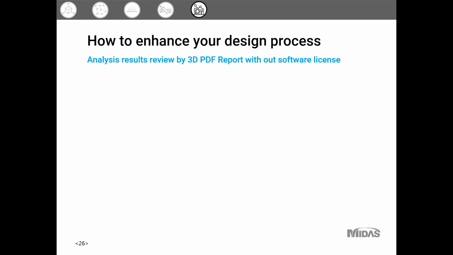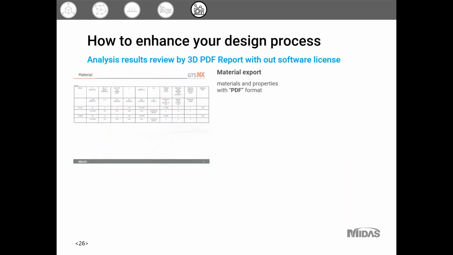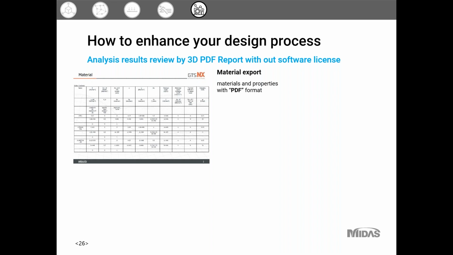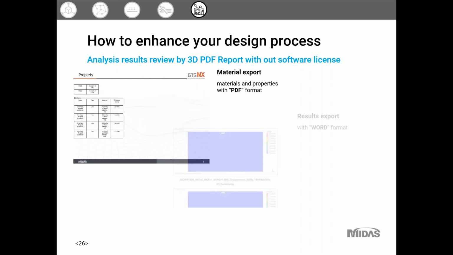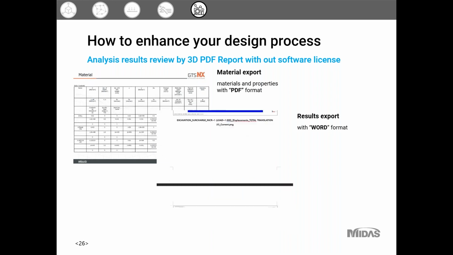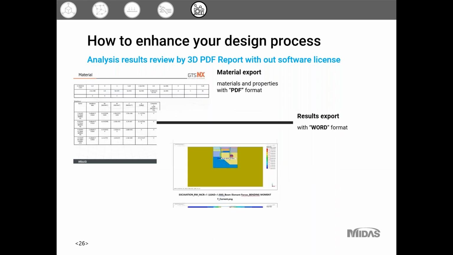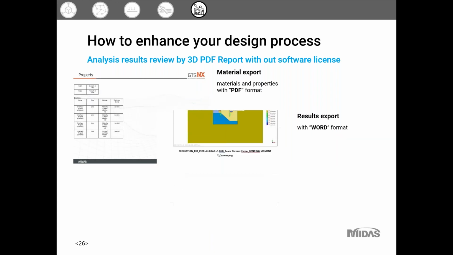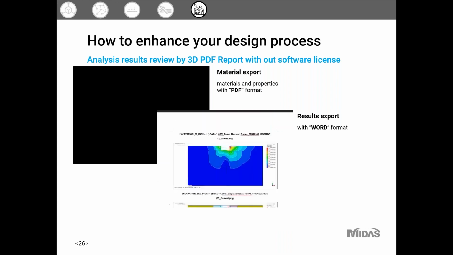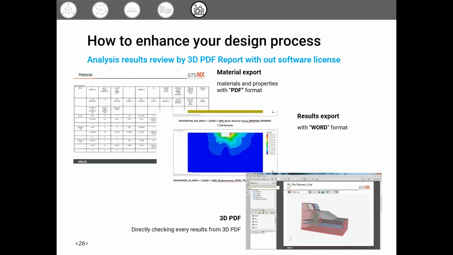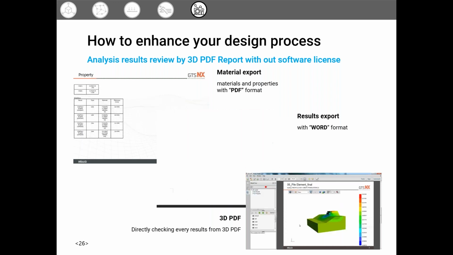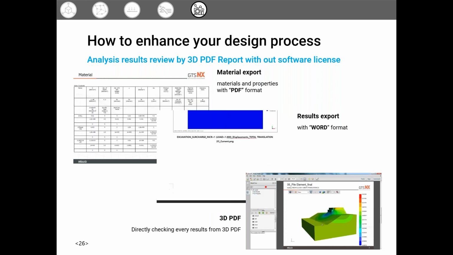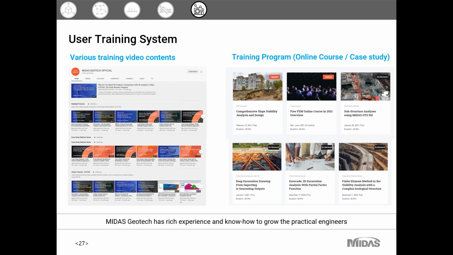GTS NX provides automatic reports and material exports, so that you can show your material properties. Image files can be generated in Word format. Of course, extracting with images is okay. And a 3D PDF file to show your model to your stakeholders. We provide all the tools we can give you.